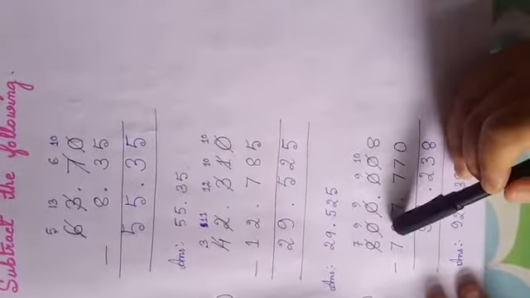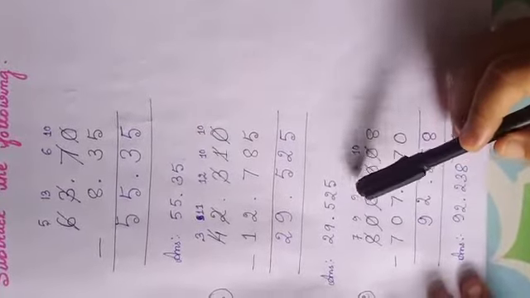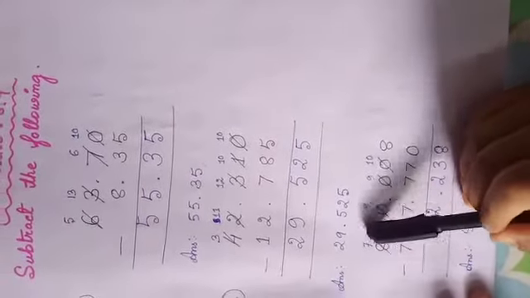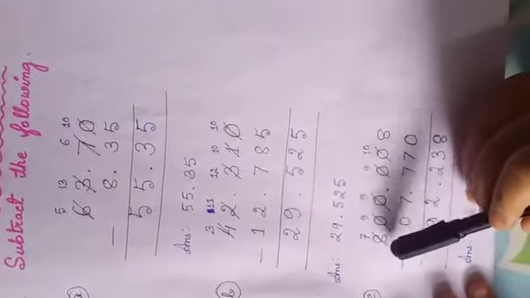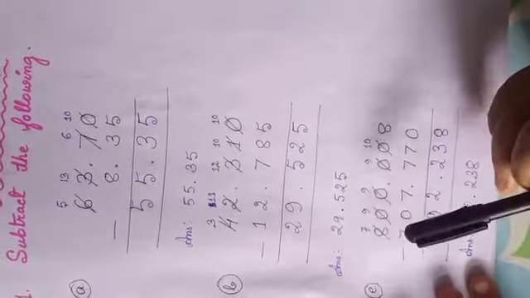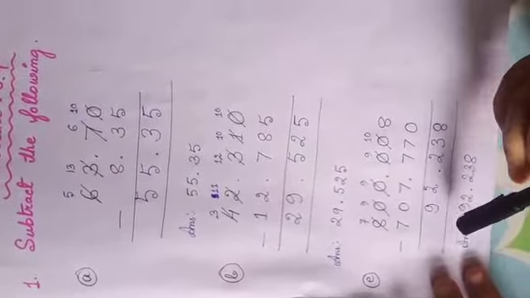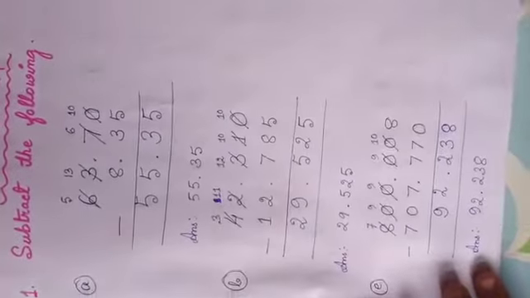Okay, children. Again we have borrowed 1 from the ones place. So this 0 again it will become 9. 9 minus 7 is again 2. Here again from tens place you have borrowed 1. So this 0 will become 9. 9 minus 0 is 9. And we have borrowed 1 from the hundreds place. So this 8 has become 7. 7 minus 7 is 0. So we are not going to write here 0. So our result is 92.238.